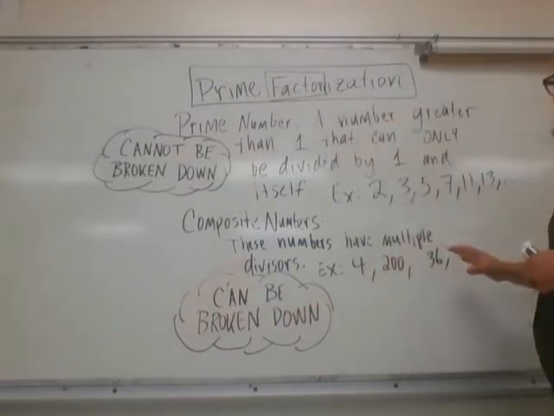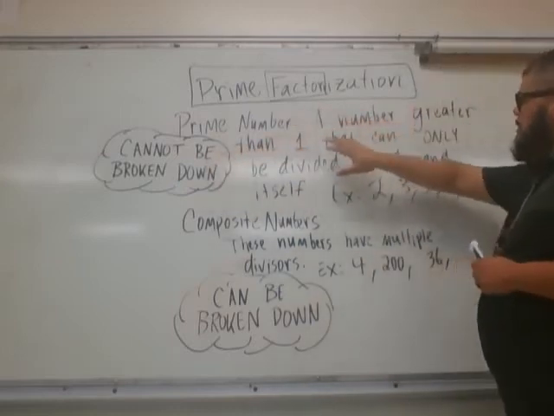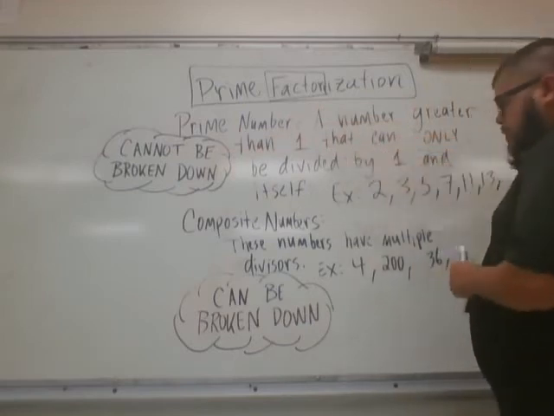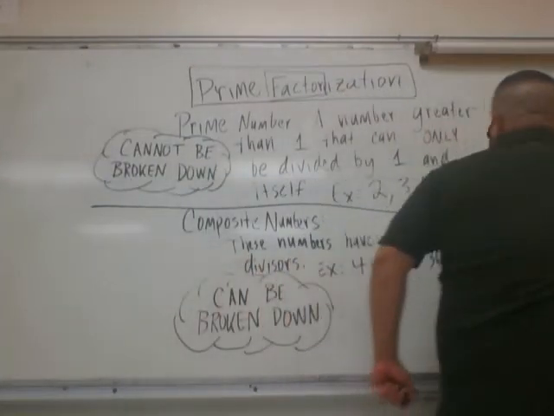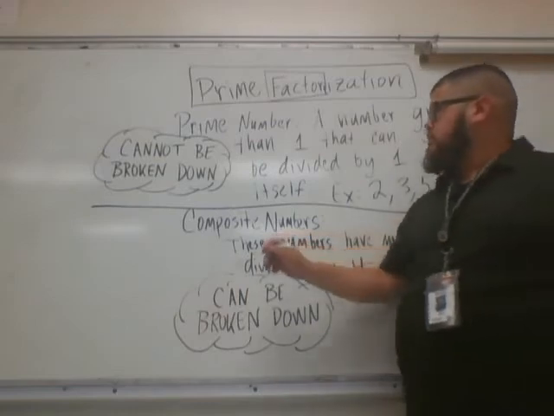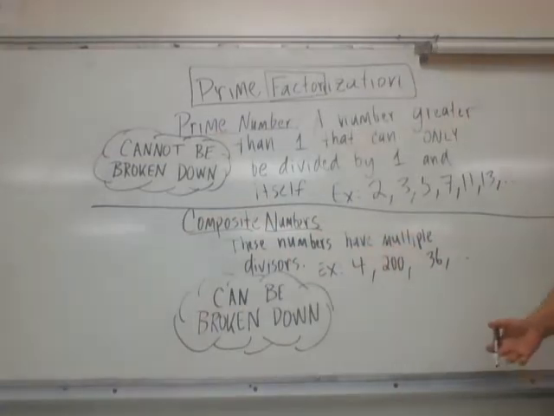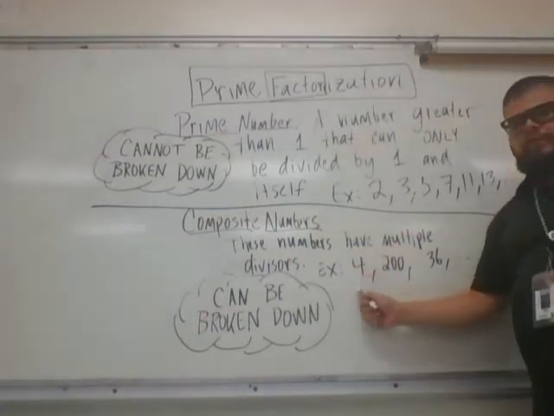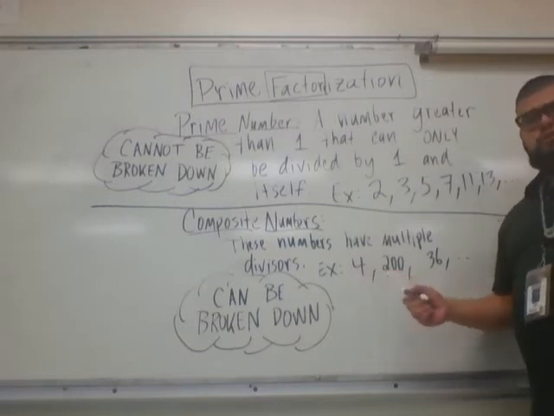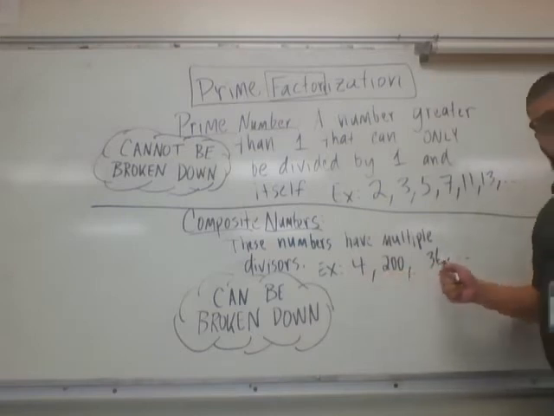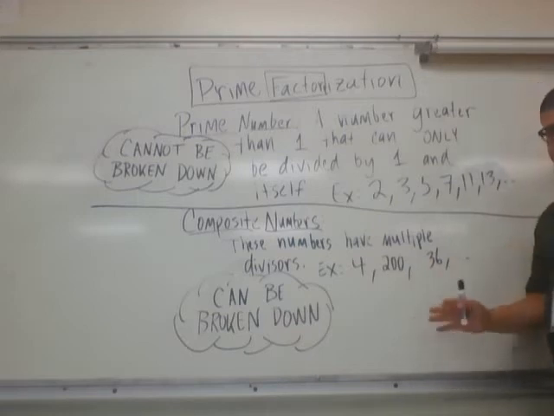So this is some of the ideas. Prime numbers cannot be broken down. A prime number is a number greater than 1 that can only be divided by 1 and itself. Some examples have been given. Composite numbers have multiple divisors, numbers that can divide them evenly. Like 4 can be divided by 2 and 4 and 1, and 200 can be divided by a whole bunch of numbers: 100, 50, 2. 36 can be divided by 4, 9, 18, 2, just a bunch of divisors. That's the idea, okay?